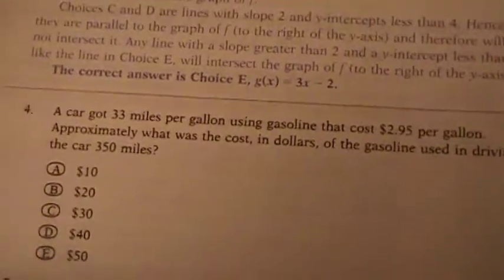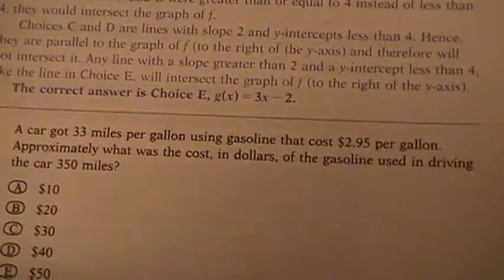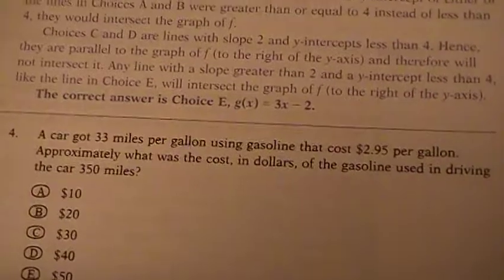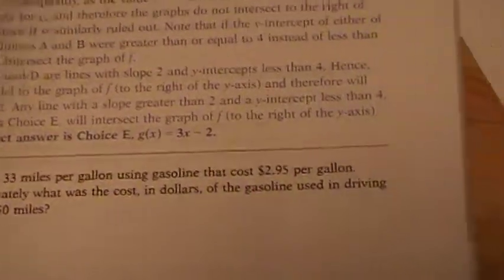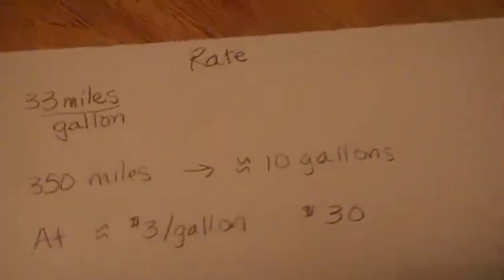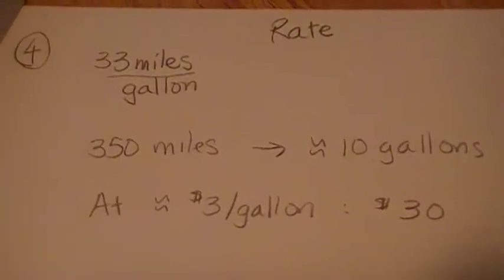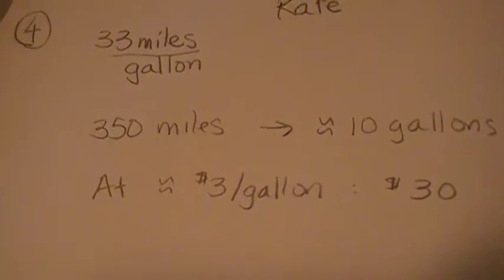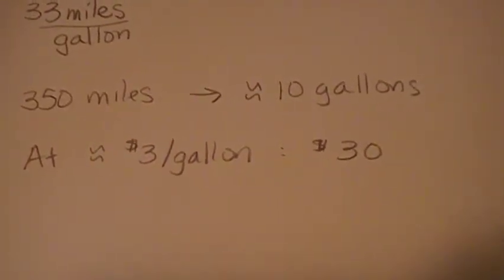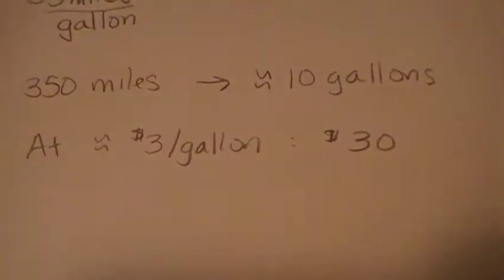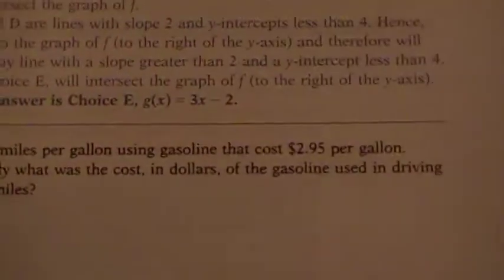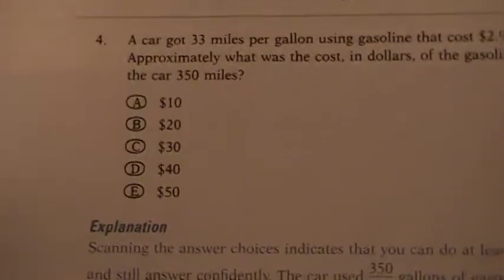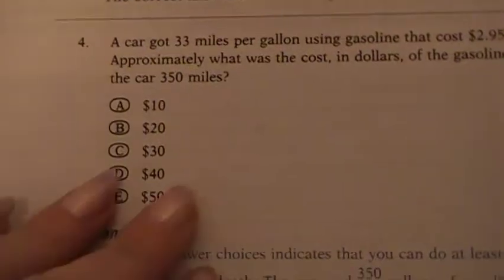This next one is a rate problem. Our car got 33 miles per gallon. Using gas, it costs about $3 per gallon. About what was the cost of going 250 miles? So if we went 250 miles, we'd use about 10 gallons, because 10 times 33 is 330, so we'd end up using about 10 gallons. At approximately $3 a gallon, we'd get $30. Why was it so safe to round? It was super safe to round because look how disparate and different these answers are. So that one was 30.